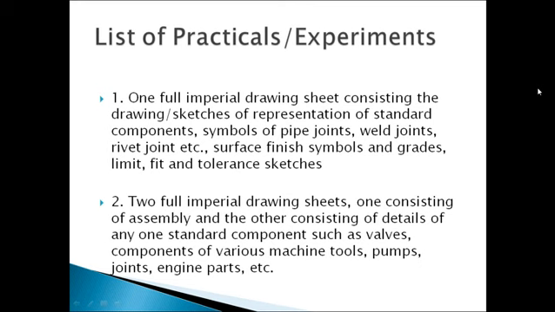Then two full imperial drawing sheets, one consisting of assembly and the other consisting of details. Any one standard component such as valves, components of various machine tools, pumps, joints, engine parts, etc. So we are going to take any one example, maybe pumps, joints, or engine parts, and from this we are going to draw a detail sheet and an assembly sheet. So two sheets are going to be drawn for this second experiment. In one we draw details of every component, and in the second we draw the assembly of that component, and how to show it.